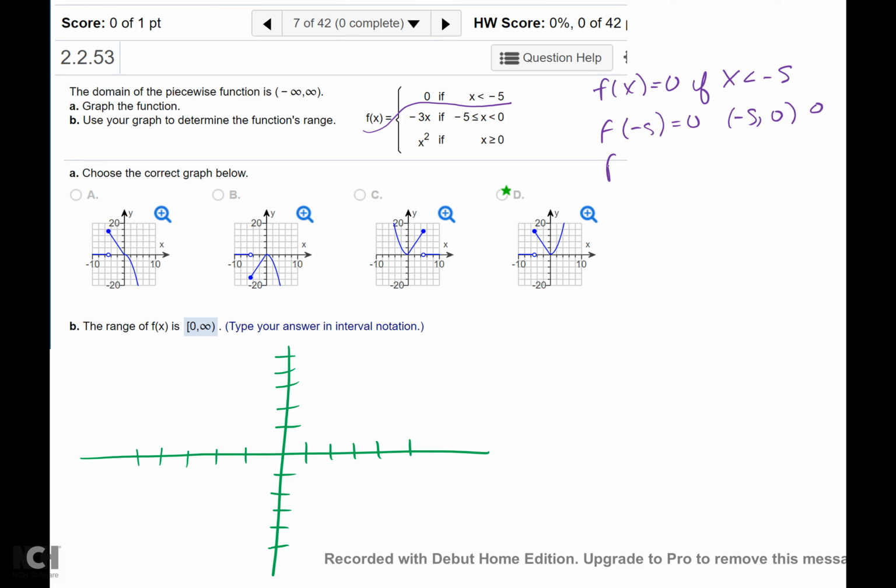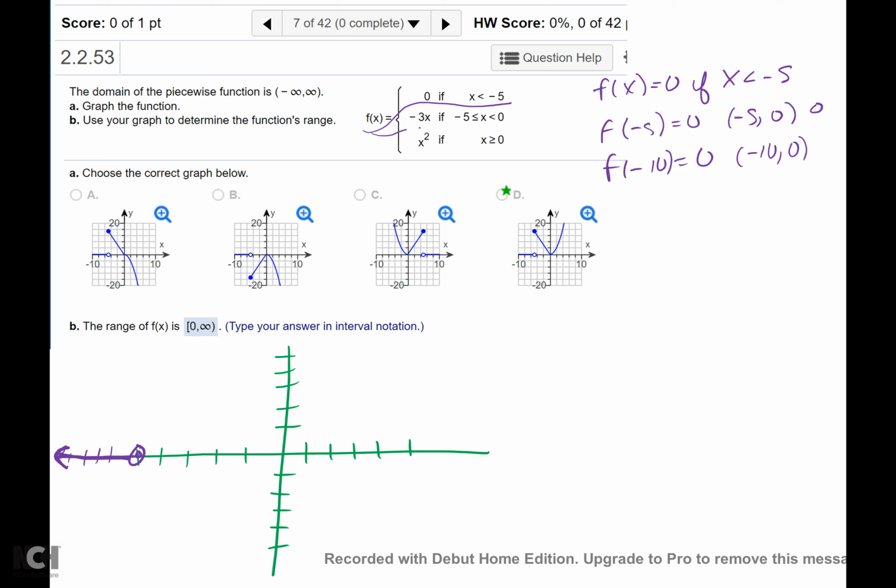Pick something smaller, let's pick negative 10. It doesn't matter because I'm going to get 0. That ordered pair would be (negative 10, 0). Alright, so if I graph that, negative 5, 0, that's going to be an open circle, and (negative 10, 0) would be this, so I'm just going to graph this line. It goes this way, with an open circle there.